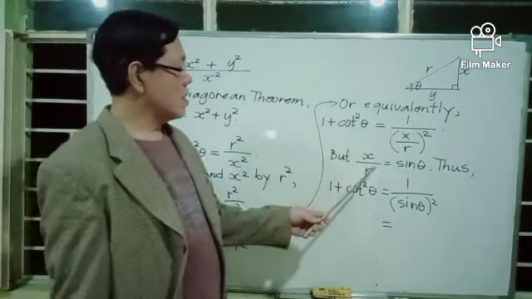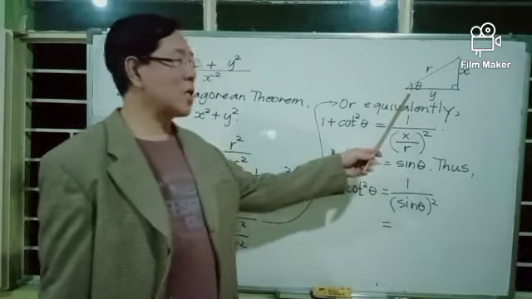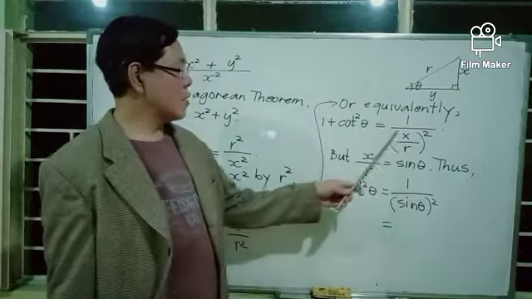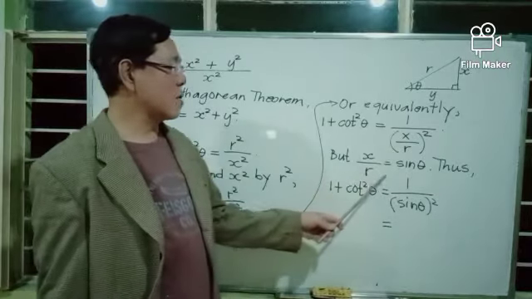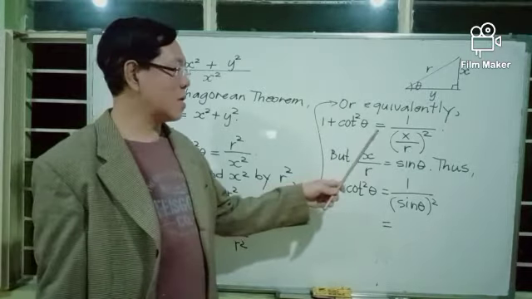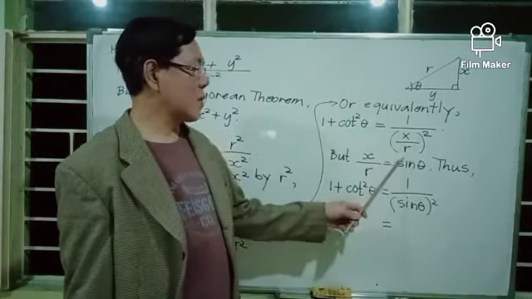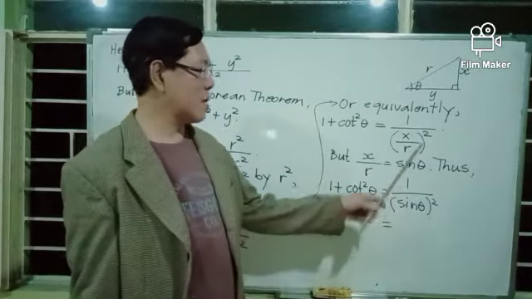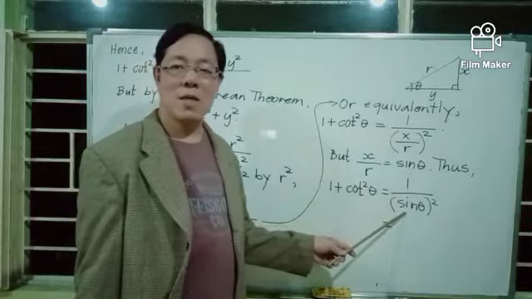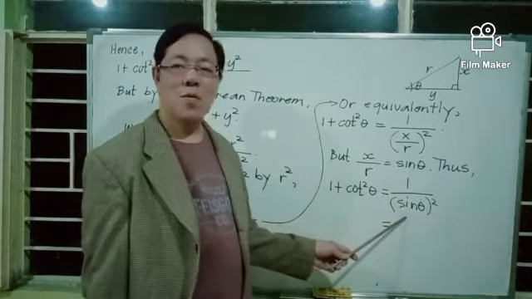Again, we know that by definition of the sine function, the sine of theta is equal to the ratio of the opposite side, x, divided by the hypotenuse, r. So this ratio x over r is equal to sine theta. Hence, we have 1 plus cotangent squared theta is equal to 1 over x over r, which is replaced with sine theta squared. And this 1 over the square of sine theta, by property of exponent, can be written as the square of 1 over sine theta.